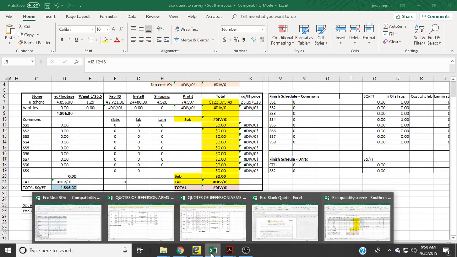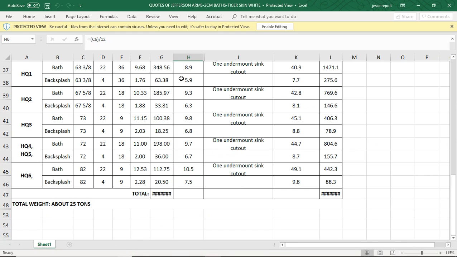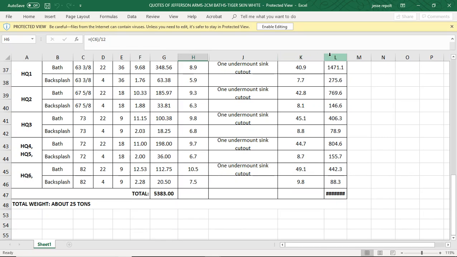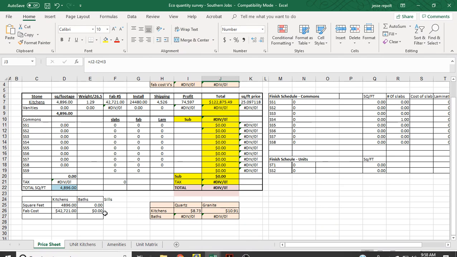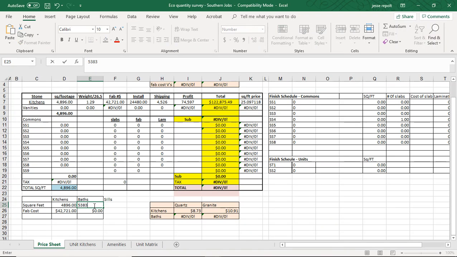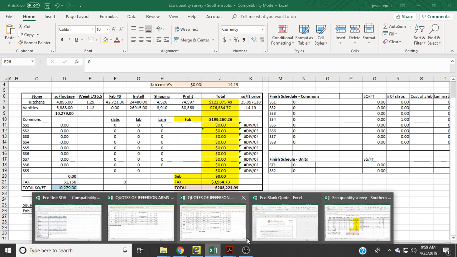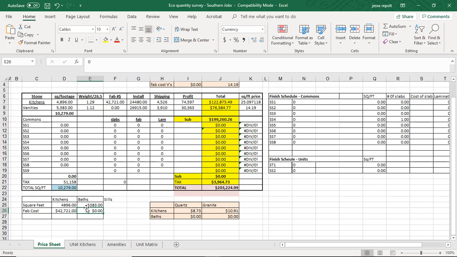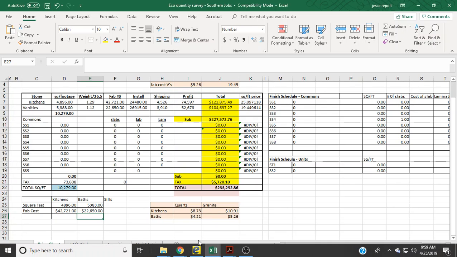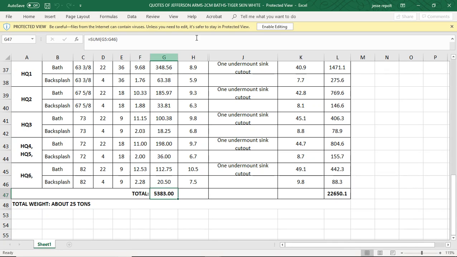And then you just go to his vanity tops. Same thing. 5383 square feet and 22,650. And same thing. Although that does not seem right, does it? Oh, okay. It would be right.